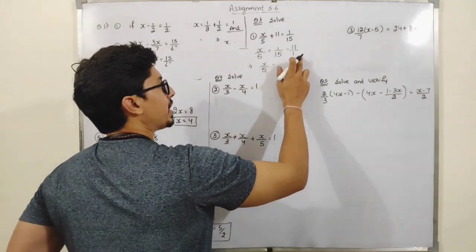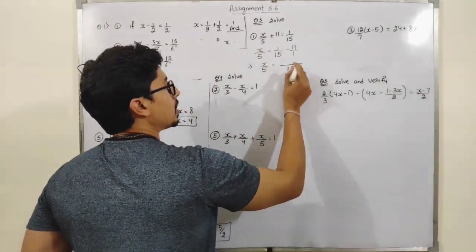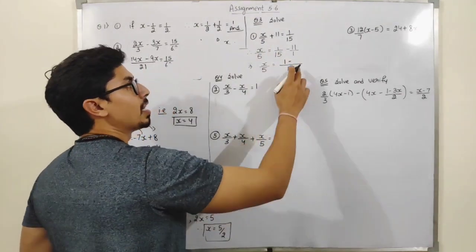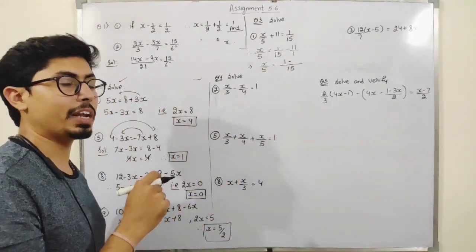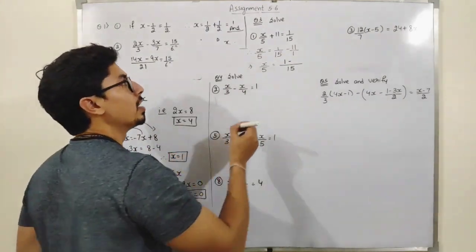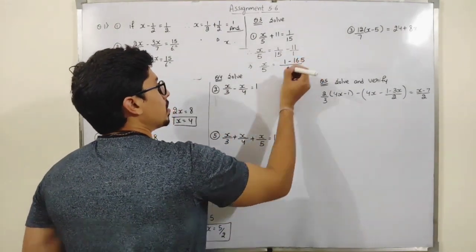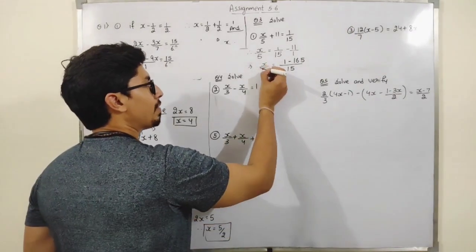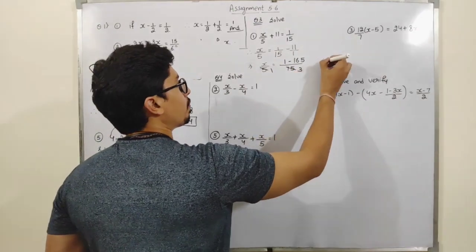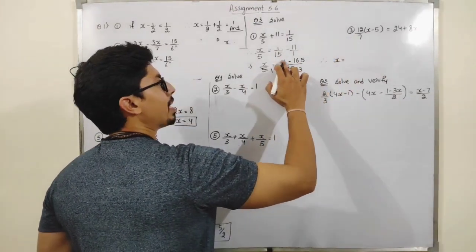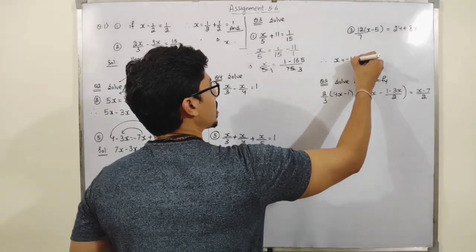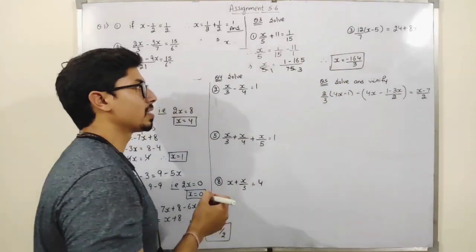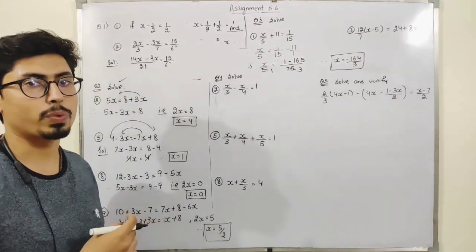Now take LCM of 15 and 1. It will be 15. So 15 when divided by 15 it will be 1. 1 into 1 is 1. Minus 15 divided by 1 is 15. And when 15 is multiplied by 11, it will be 165. Now students, if I solve, 5 ones are 5, 5 ones are 15, therefore x is equal to 1 minus 165, this means minus 164 by 3. So minus 164 by 3 is my required answer.